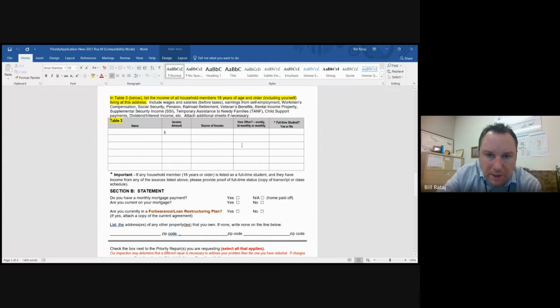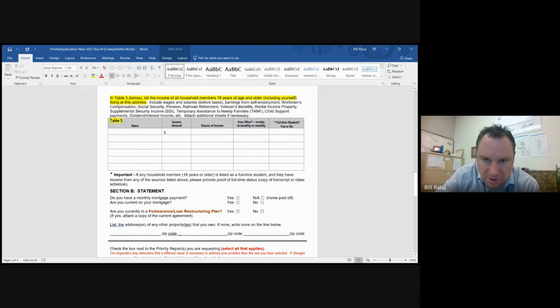All right, now up here in this section, you can kind of see some of the things we have to include as far as income calculations. So your wages and salaries, and again, this is before taxes. So this is your net income. It's not your gross income, it's after all deductions have been taken out of your paycheck or whatever funding sources. HUD requires the net income, not the gross.